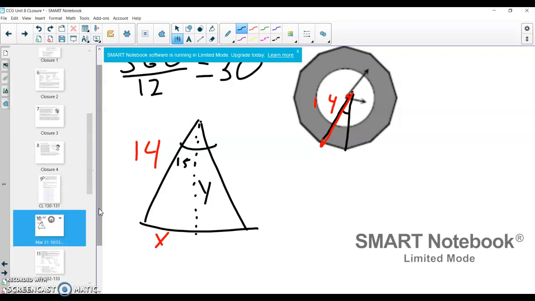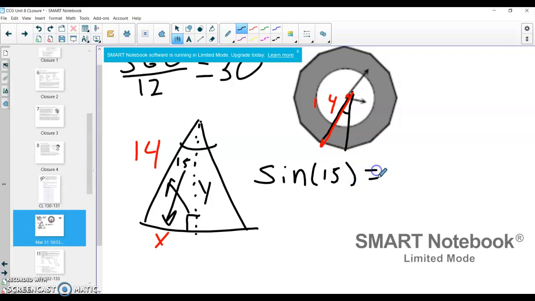We have an X, so our angle is the 15, so across from our angle is the X, which means it's opposite. The apothem always creates a 90, and across from the 90 is the 14. So this is an opposite hypotenuse problem, which means it's a sine problem. And so the sine of 15 equals the opposite, which is X, over the hypotenuse, which is 14.